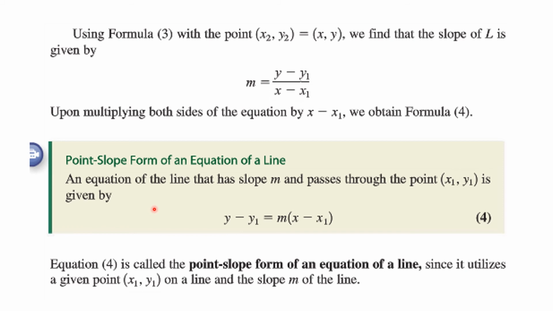An equation of a line that has slope m and passes through the fixed point (x1, y1) is given by y minus the y coordinate is equal to m times parentheses x minus the x coordinate. Again, since we have a point and a slope, this is called the point-slope equation of a line.